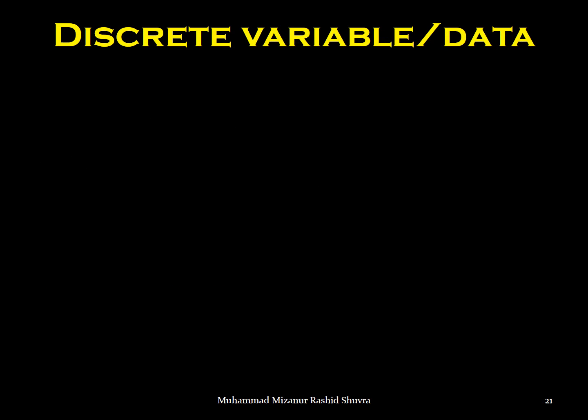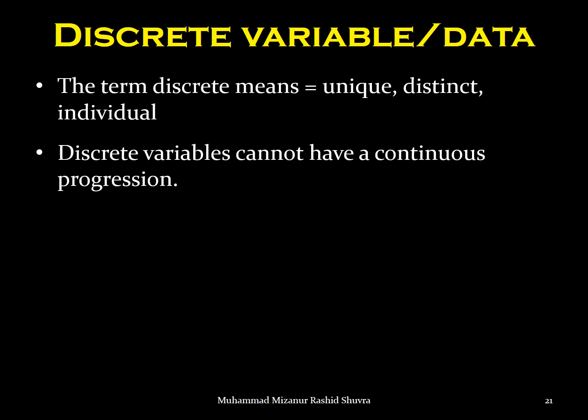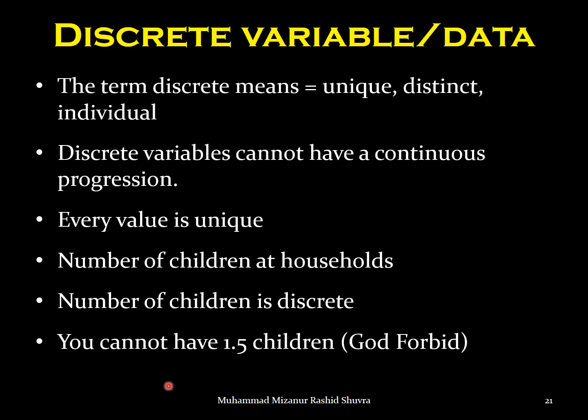Okay, discrete variables. Easy. Discrete is unique, distinct, individual. So discrete variables cannot have a continuous progression. It has to go step by step, cut. Okay, every value is going to be unique. Number of children in households, God forbid, but you cannot have a continuous number of children. You cannot have 1.5 children. Although in many research calculations you will see that the average number of children per household is 3.5, and that's just because of a mathematical calculation. You cannot translate it.